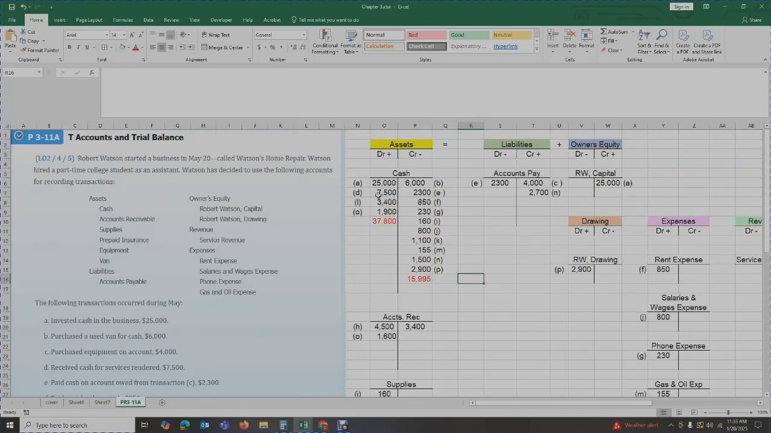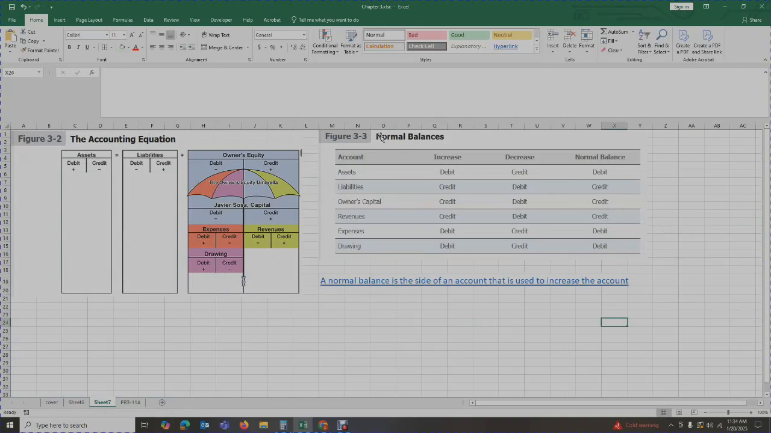So my footings is you add all of the amounts on your debit side and all of the amounts on your credit side. Now I have to figure out my ending balance. Now, this is an asset account. If you look at your figure 3-3, assets will always have a balance of a debit. Your balance needs to be on the debit column. So that's why this is very important. If it's an asset, the balance needs to be on the debit side.